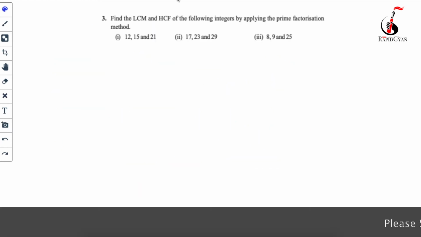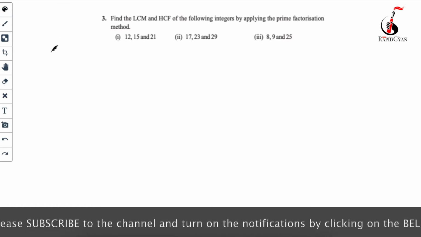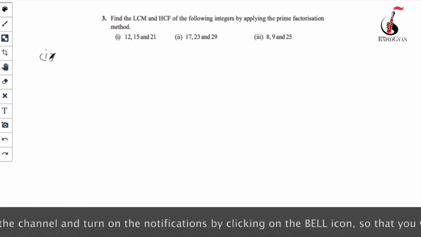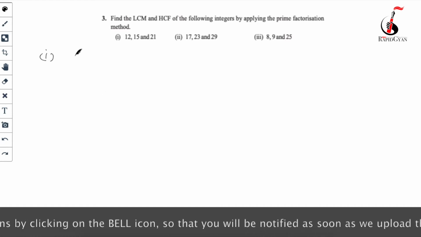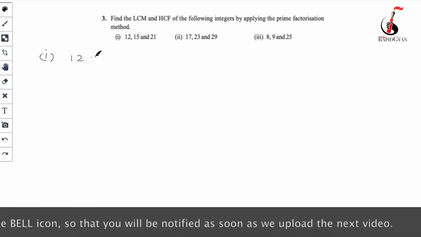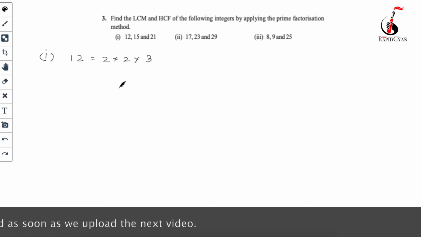Next question is saying, find the LCM and HCF of the following integers by applying the prime factorization method. Okay, this is the simplest question. Still, I will do it. So let's find the prime factorization of 12, 15 and 21. These are smaller numbers, so you can directly write the prime factorization. What will be the prime factorization of 12? It's 2 times 2 times 3, correct?